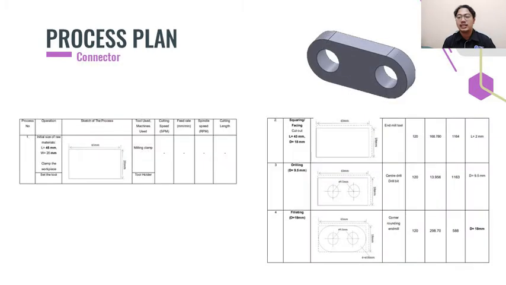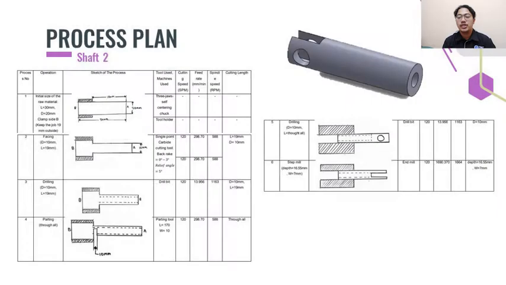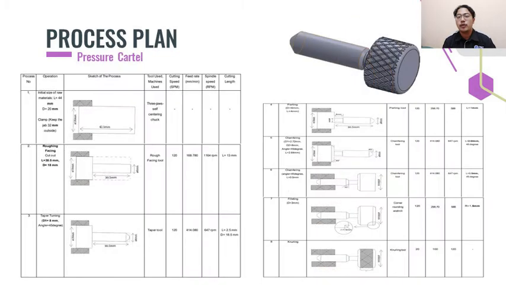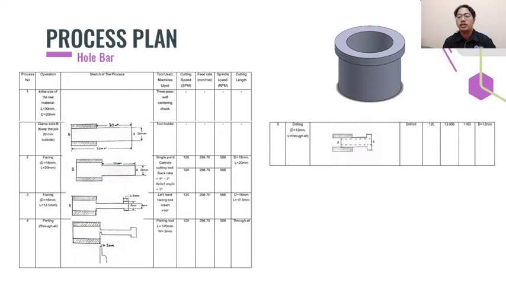For connector, there is squaring, drilling, and filleting process. For shaft 2, there is facing, drilling, and also parting process. For pressure teeth, there is rough facing, surfacing, taper turning, chamfering, drilling, and parting process. Next, for pressure cartel, there is roughing, taper turning, parting, chamfering, filleting, and knurling process. And last one, for the hole bar, there is roughing, facing, and parting, also drilling process.